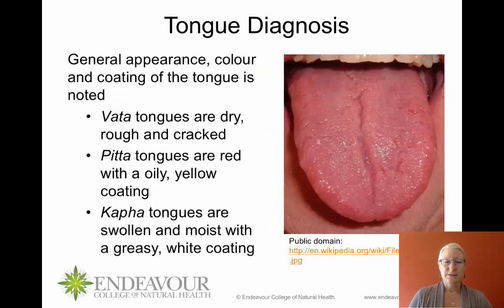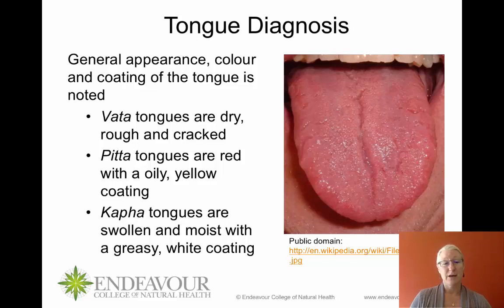In the tongue diagnosis, cracks on the tongue and coating on the tongue, as well as the overall color of the tongue, is quite important. So the general appearance is looked at as well as color and coat, and the Vata tongues will tend to be dry, rough, and cracked. The tongue here in this picture is a Vata tongue. Pitta tongues will tend to be red with an oily or yellow coating on them, and Kapha tongues will tend to be swollen, puffy kind of tongues, light pink and moist with a greasy white coating on them.